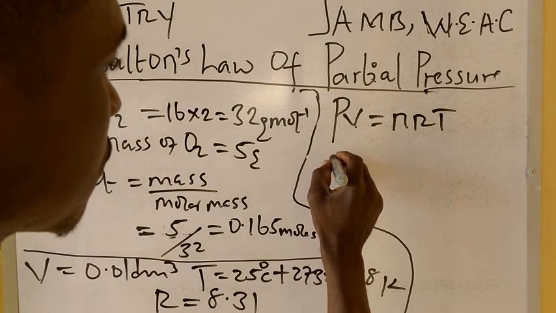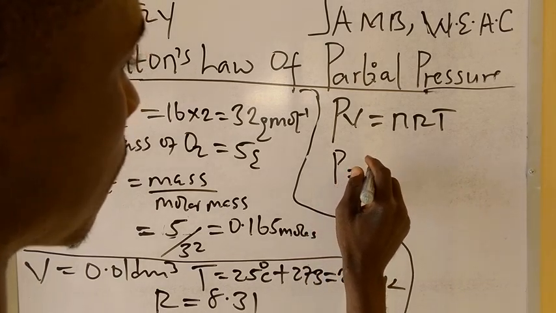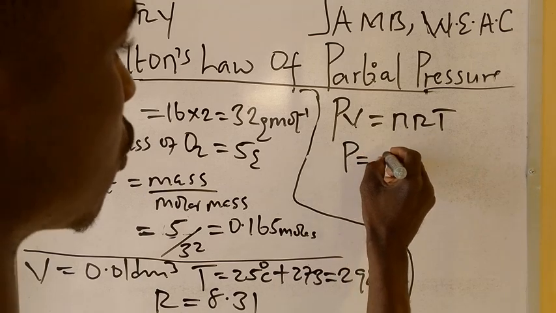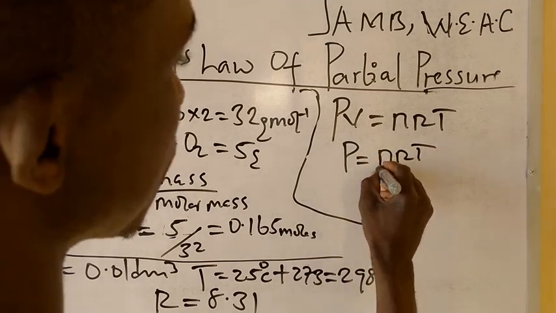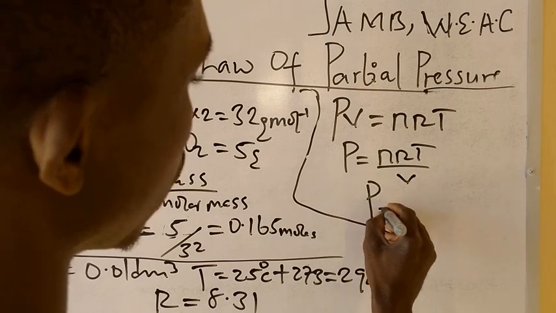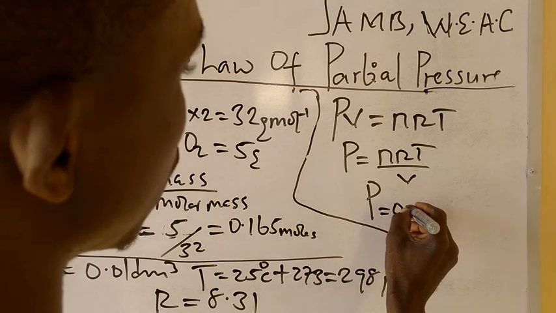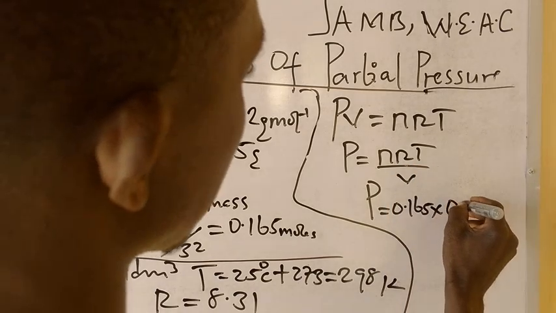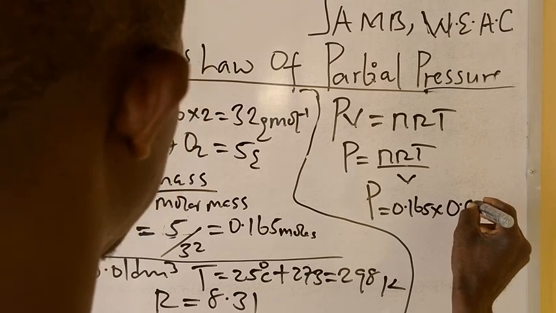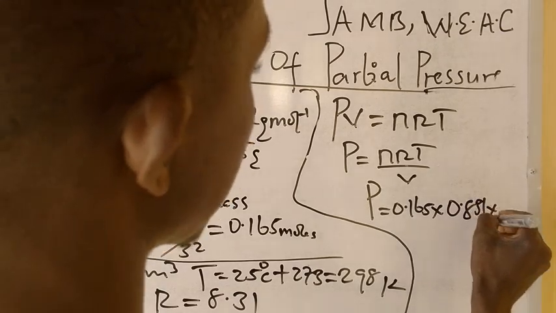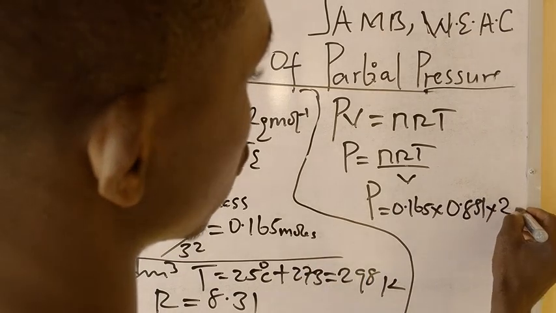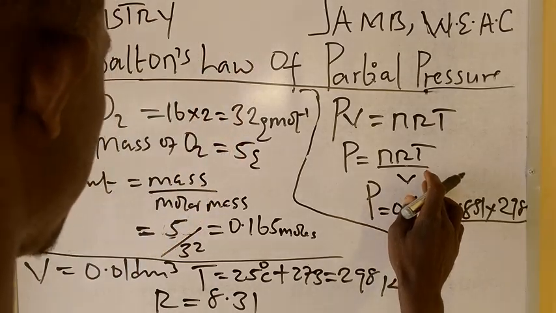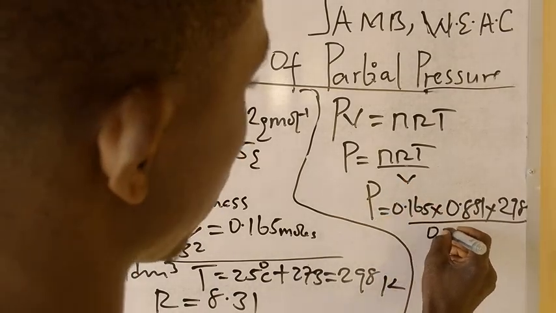If you make P the subject of the formula, P is going to be nRT over V. So P will be equal to n, which is 0.165, times R, 8.31, times T, which is 298, over V. Our V is 0.01.